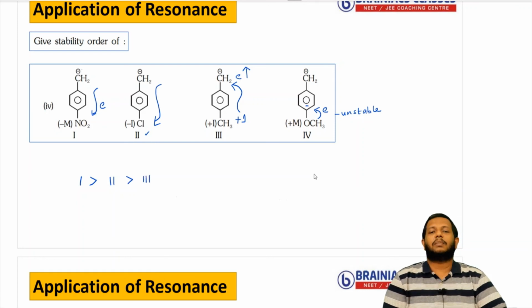Why? Here majority of students have a doubt, sir: here plus I and here plus M. I can clearly say plus M has a much more important effect. So that's the reason why, if it is donating electron and making it unstable, this will become the most unstable compared to the third one. So the third one is more stable than the fourth one. So the answer is 1 greater than 2 greater than 3 greater than 4. Clear? I hope this is clear for you.